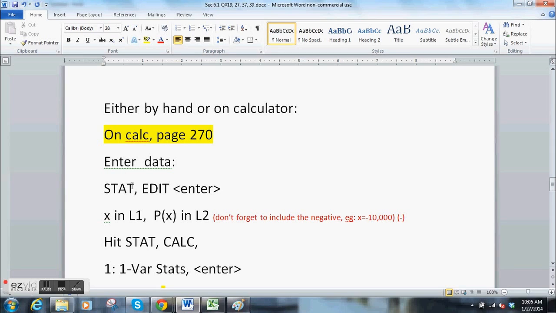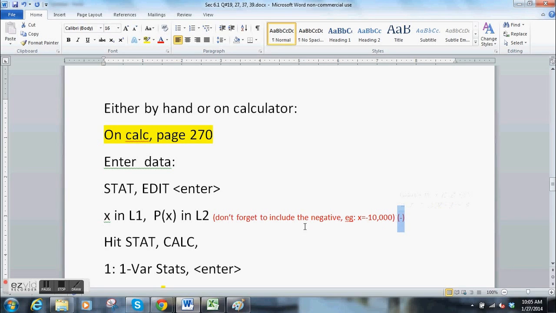Basically, I'm going to go through it here. You enter the data first. Well, how do you enter the data? You hit stat, the button on your calculator. And then the first thing you'll see there is edit. So you go ahead and hit enter. Then you have to put the x data into L1 and the probability of x into L2. You might have to clear your data first. And remember to put in the negative, like the first x value is negative 10,000. The negative button looks like this, and it's on the very bottom row of your calculator.